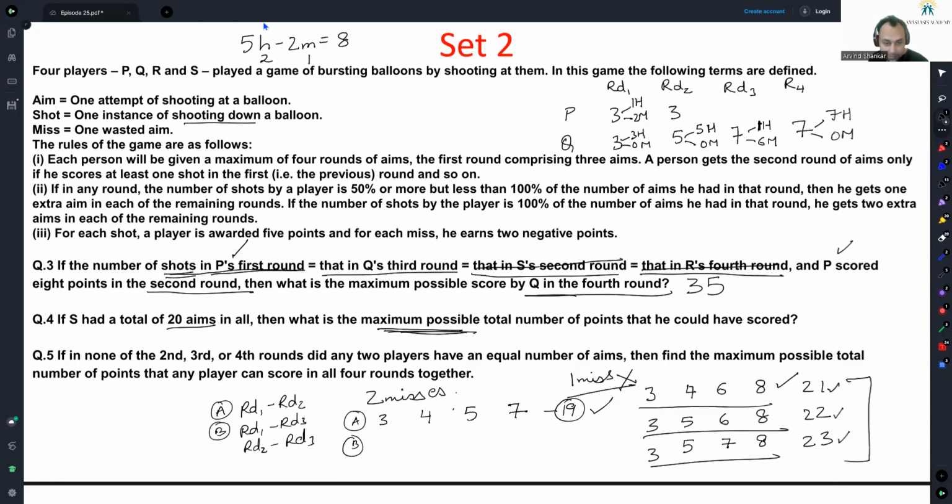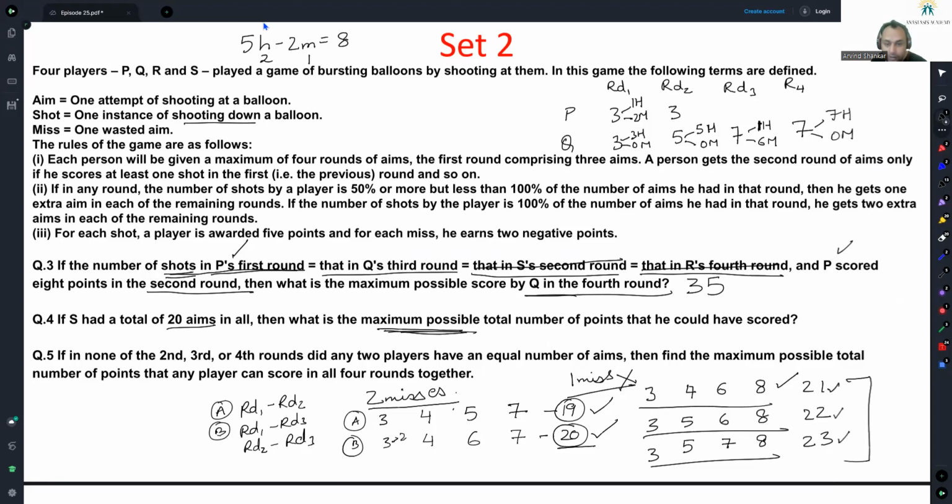In B, he misses a shot in the first round. So he gets to 4. He doesn't miss anything in round 2. He gets to 6 aims. In the third round, he misses 1. He gets to 7 aims. He's got 20 aims. 3 plus 4 plus 6 plus 7. Yes, this is an acceptable case. Everything is fine. Now, can you see with 2 misses and 20 attempts, there is a case possible.